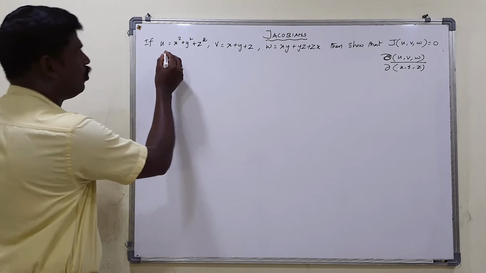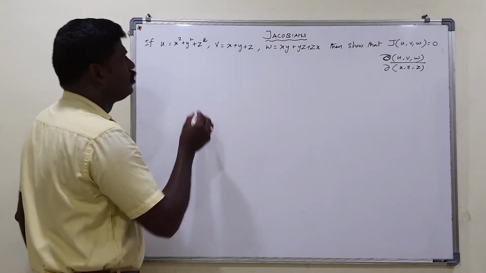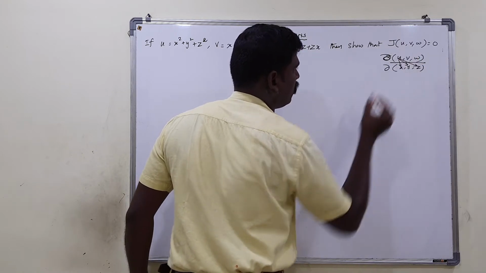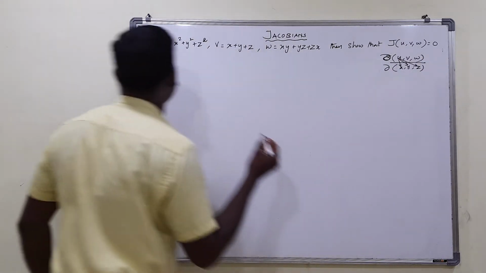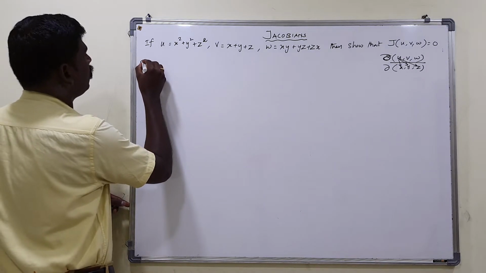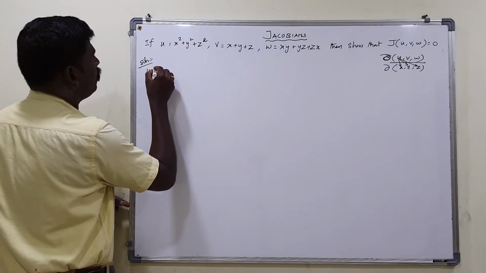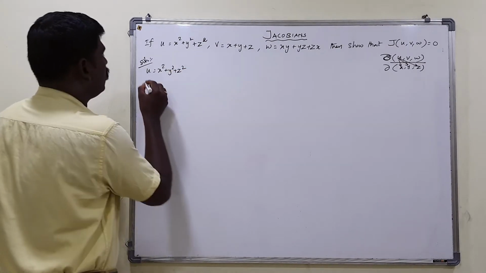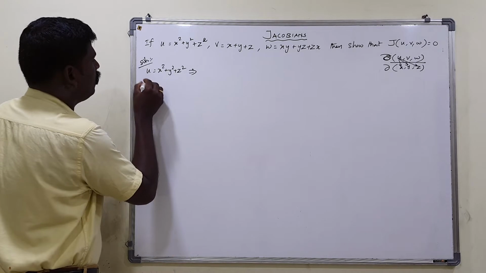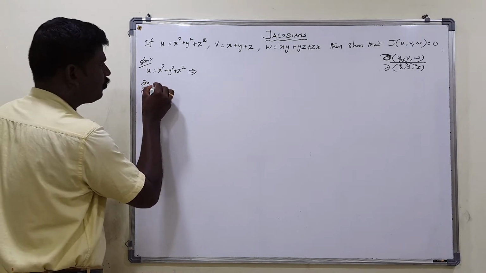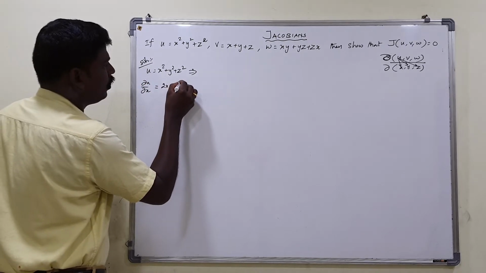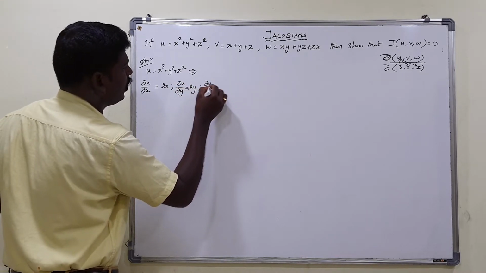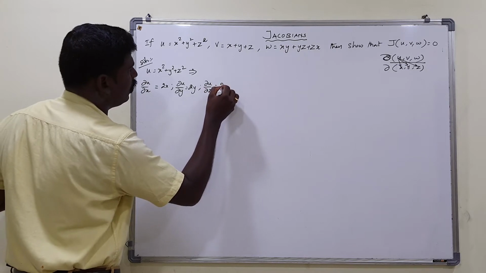Okay, right? So u is a function of three variables. So differentiate u with respect to x, with respect to y, with respect to z. Same for v and w. Okay, so solution. What is u? x square plus y square plus z square, right? So from that, dou u by dou x equal to what? 2x. Dou u by dou y equal to 2y. Dou u by dou z equal to 2z.